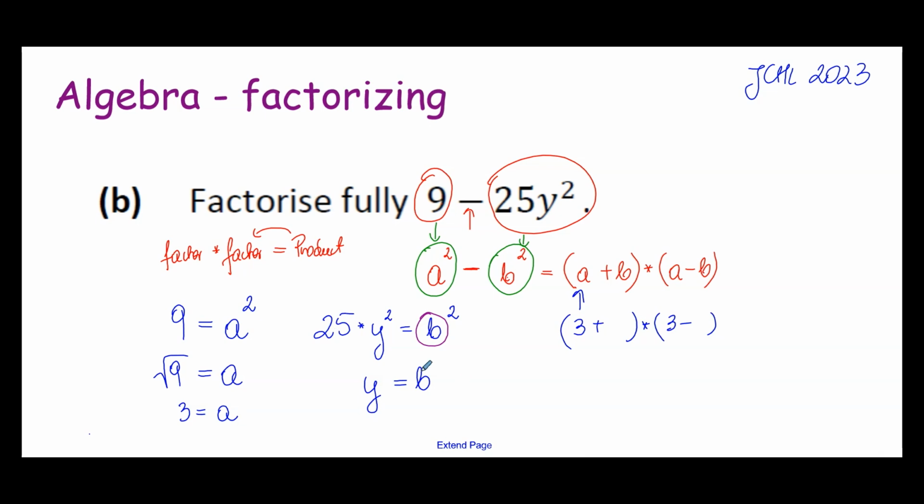And again, if you are not sure, we can take the square root of 25 and we're going to find out, and that is 5. So that's my second element here, 5y, and here 5y. So we can present that as a multiplication of 3 plus 5y multiplied by 3 minus 5y.